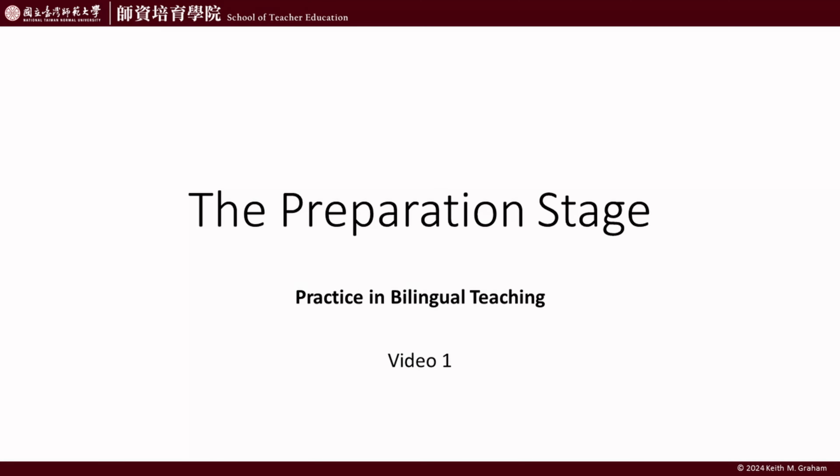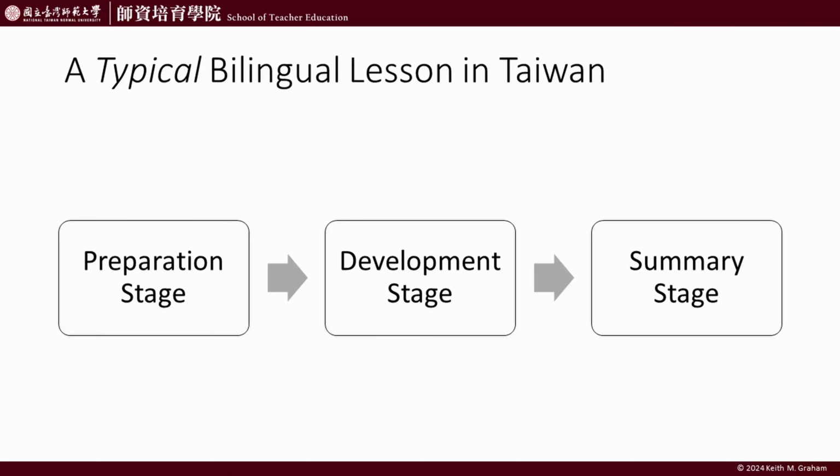In this first video of the series, we are going to talk about the preparation stage of a bilingual lesson. For those of you taking my on-campus course, you should already know that a typical bilingual lesson in Taiwan has 3 stages: the preparation stage, the development stage, and the summary stage. You should also have a general idea that each of these stages is driven by the lesson's objective.